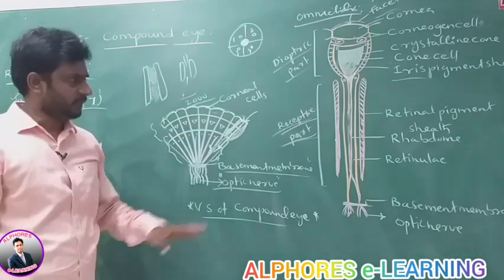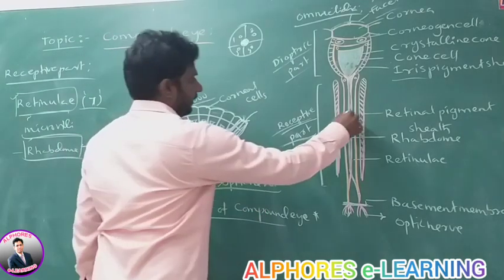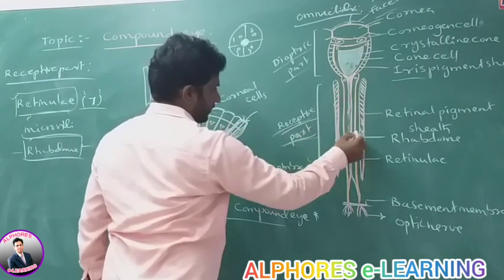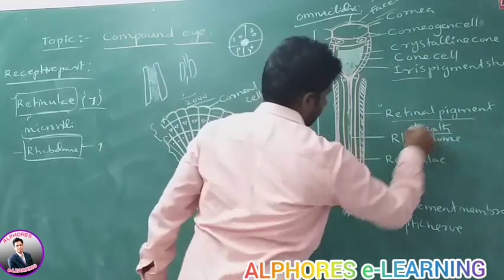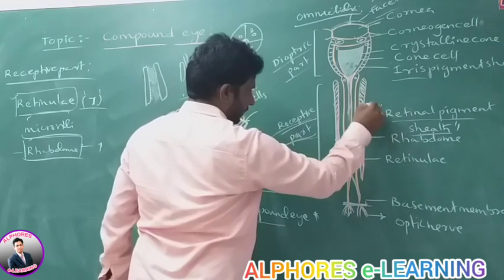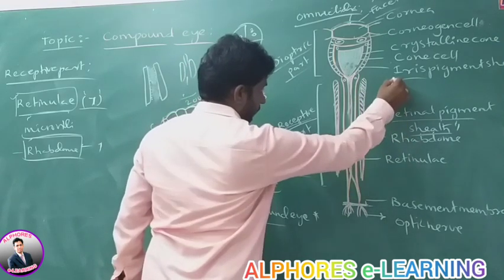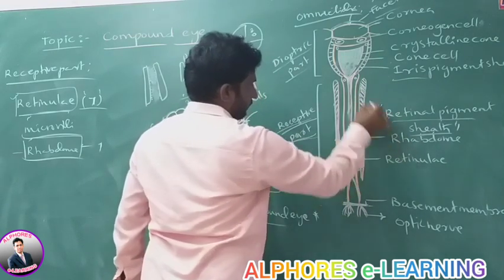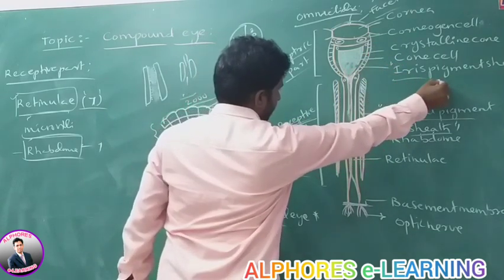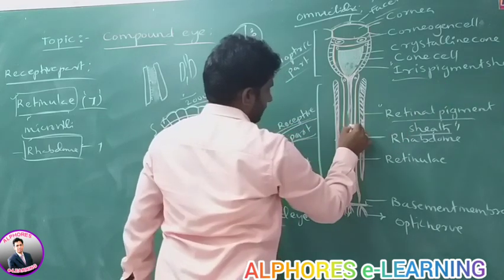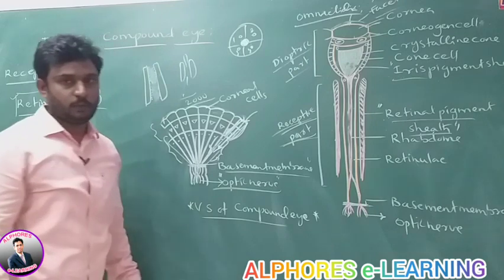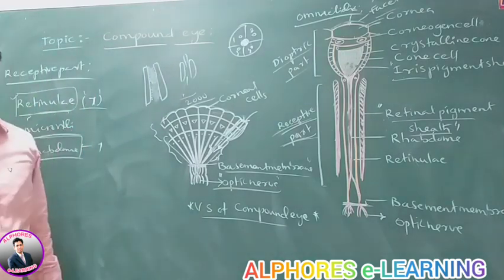Again, here the retinular cells are also surrounded with a sheath which is called the retinal pigment sheath. Here two types of sheath are present. First, the dioptric region is surrounded with a sheath called the iris pigment sheath. Then the retinular cells are surrounded with a sheath called the retinal pigment sheath. These are two layers surrounding the total ommatidium.